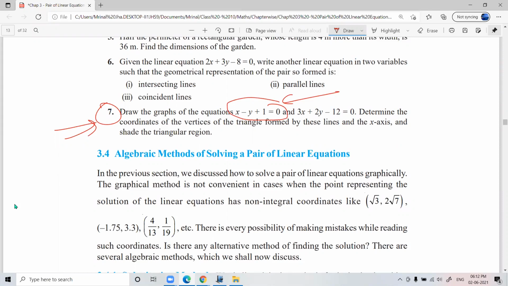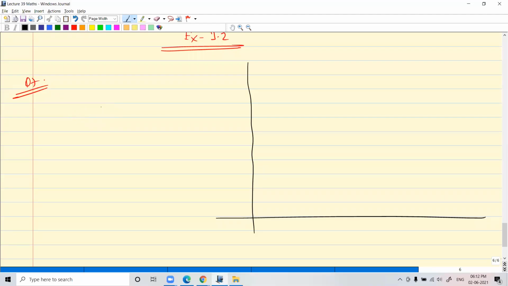Yeah, so in this question, remember, they're not asking you to find the solution of the two, okay? This is different. They're asking you to determine the coordinates of the vertices of the triangle formed by the x-axis and the shaded triangular region. So I will show you what it means. But for now, just tell me what are the coordinates of the 2 points which you got for this equation. X minus y plus 1 is equal to 0.